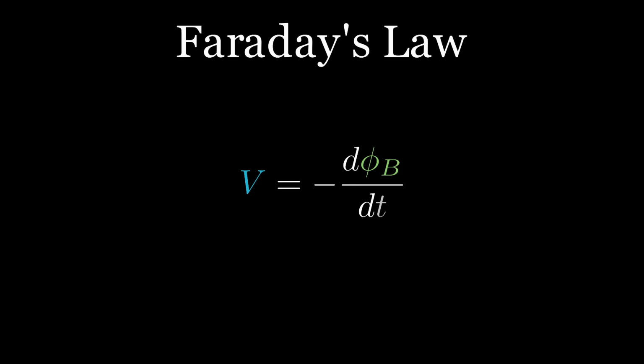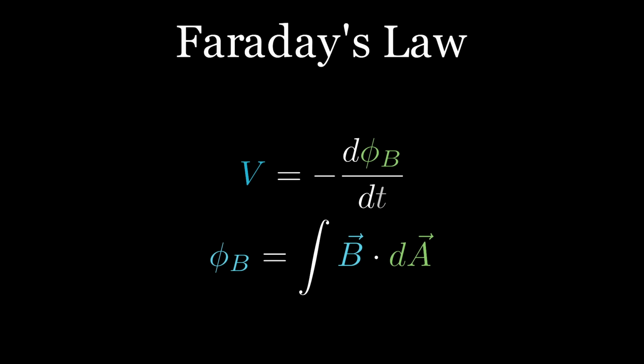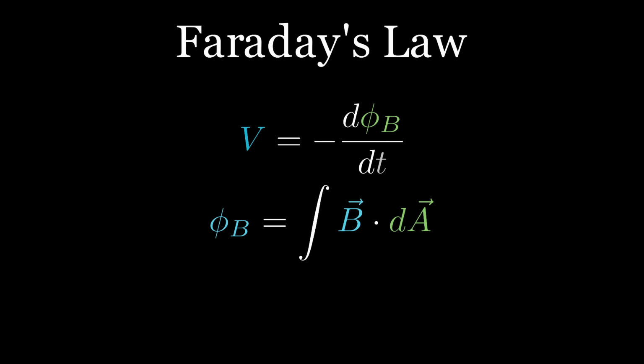So looking at the flux integral, there are three main ways I could do this. I could make the magnetic field weaker or stronger, I can make the area bigger or smaller, or I can make the loop in the magnetic field point more or less parallel.